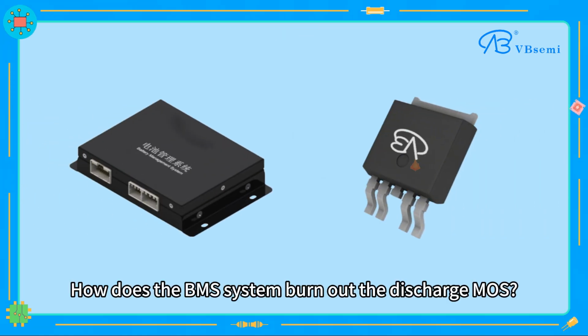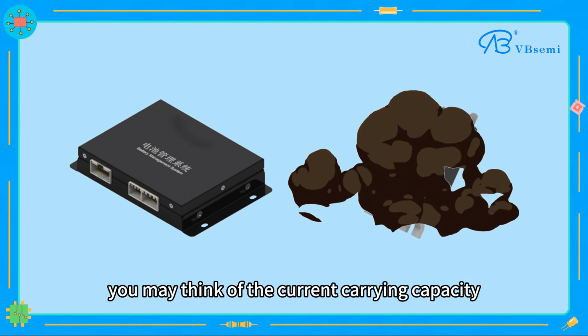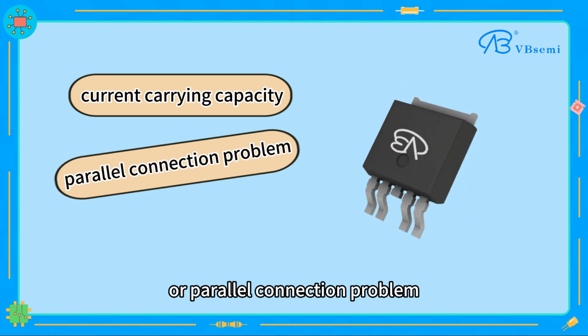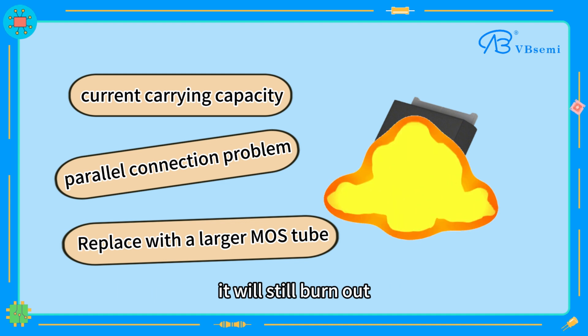How does the BMS system burn out the discharge MOS? When a MOS tube burns out, you may think of the current carrying capacity or parallel connection problem. However, even if you replace it with a larger MOS tube, it will still burn out.